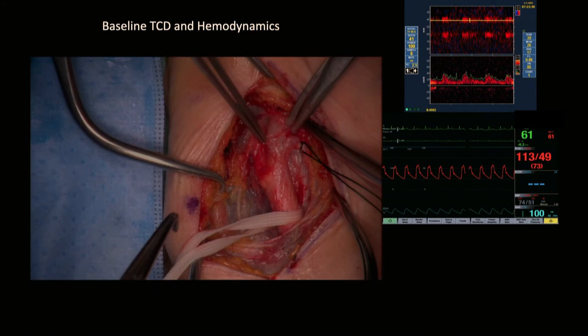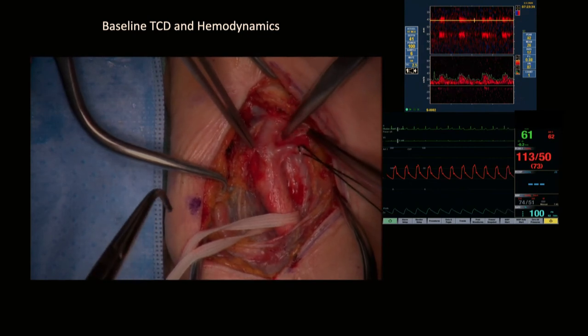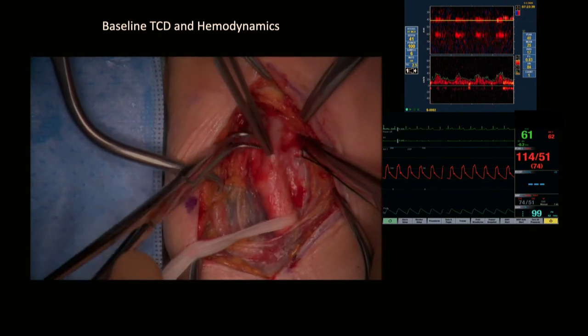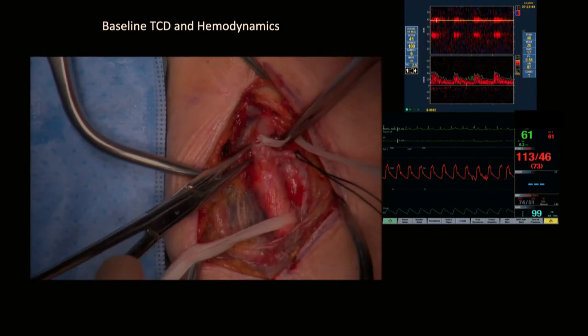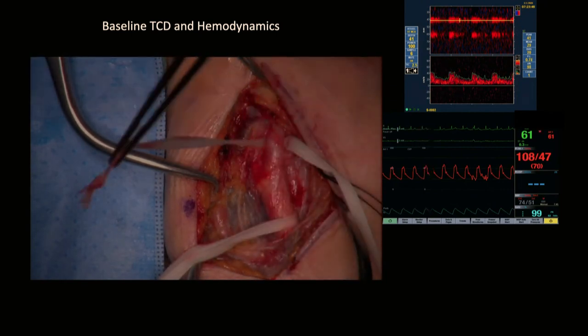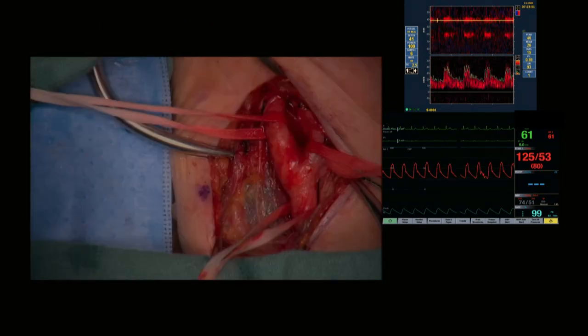Now, what's important is that this patient has a probe on their head in which they're interrogating their middle cerebral artery. And so the way that this slide is laid out on the top right is the transcranial Doppler signal. And that yellow line is at a depth of about 55 millimeters. But we typically interrogate the middle cerebral artery. And so the Doppler signal, which is the third red band that you're looking at, is showing us pulsatility in the middle cerebral artery. And here we're controlling the external carotid artery.